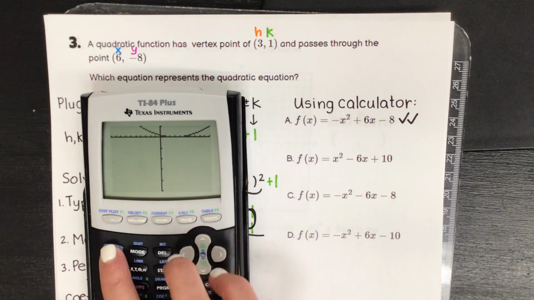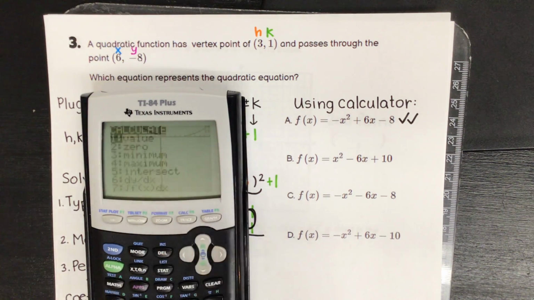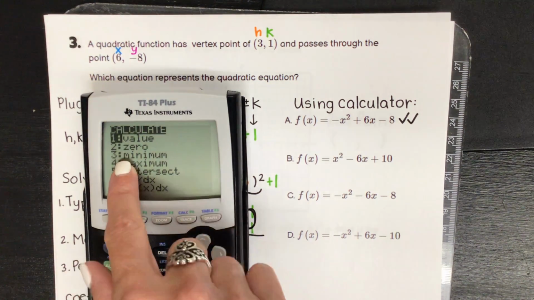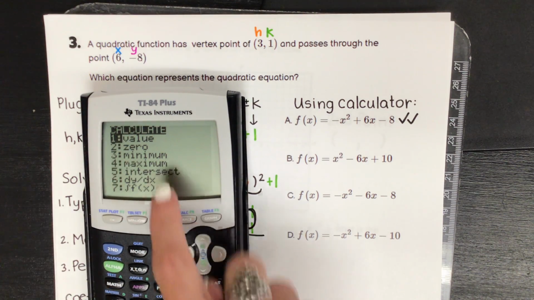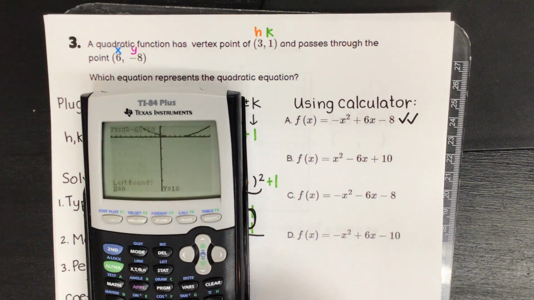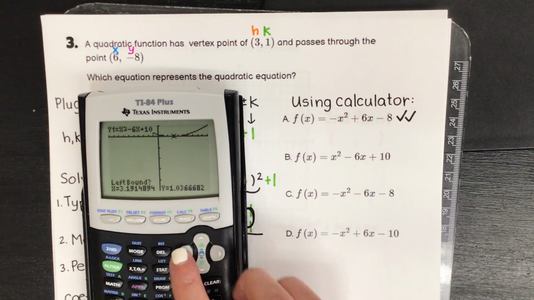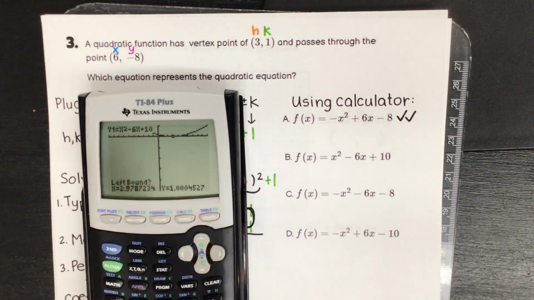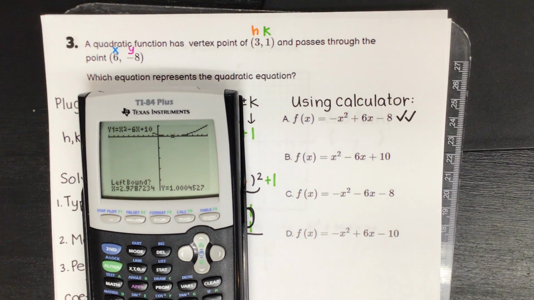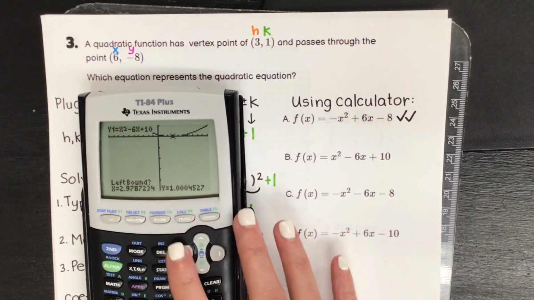So what I'm going to do now is I'm going to do second trace. Since my parabola is opening upward, my vertex is actually a minimum, number 3. So now I'm going to go here. And now I guess my vertex would be about there. I'm going to kind of guess. But I need to lock in on the left side.